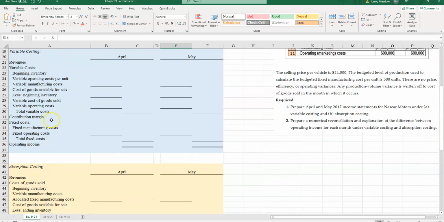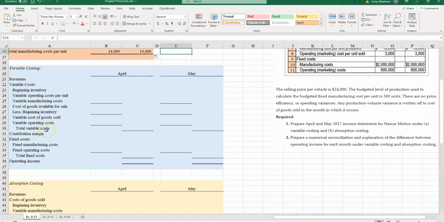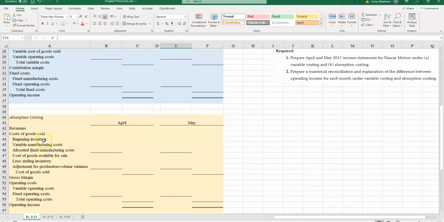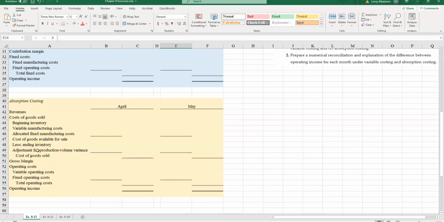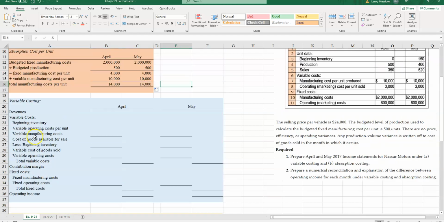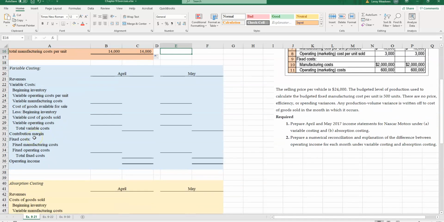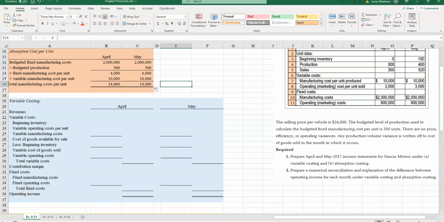So we're going to do variable costing first and then absorption costing. Remember that under variable costing, we're going to use a contribution margin format income statement to compute our operating income because we want to look at things by behavior, and that's what variable costing does. Then under absorption costing, we're going to look at how those costs are classified as product or period costs. So now let's go ahead and compute our operating income under variable costing for both April and May.